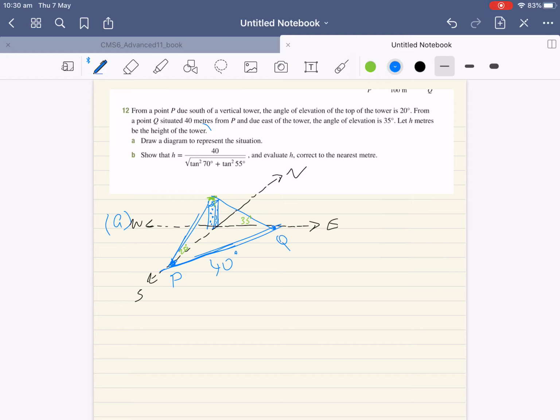By the way, this is part A done. Wait, hang on a sec, let me just make sure. Oh, and let H be the height of the tower. Let me throw in H. Okay, there it is. All the information has been put into a diagram. Part A is done. Now on to part B.